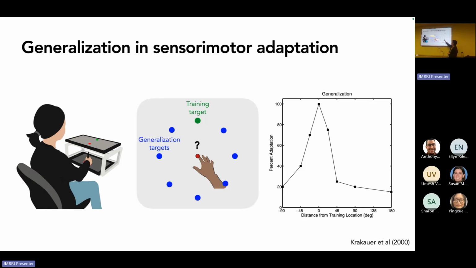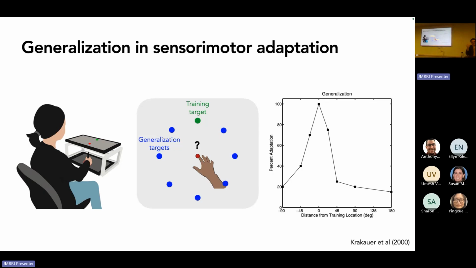If you go to a nearby target, you're showing an 80% generalization. You just go a little bit further away, just 45 degrees away, then you're dropping off to less than half. When we go a little bit further, you're getting down to the floor. And this has always been the case. Looking at this, it falls off with the angular distance away from the trained target.